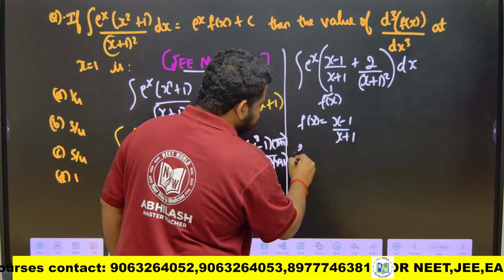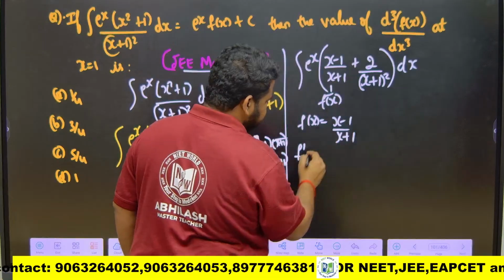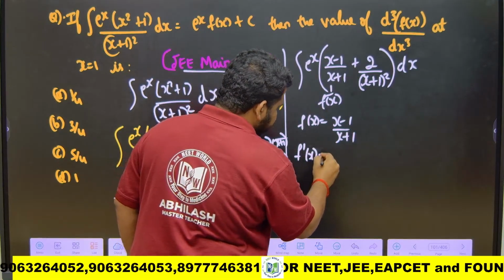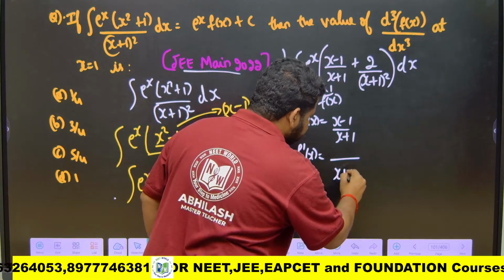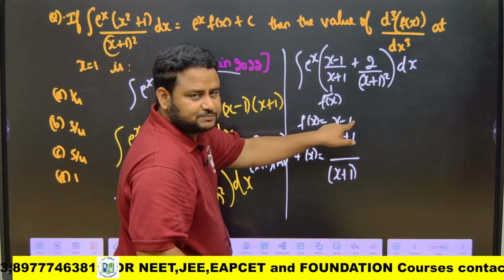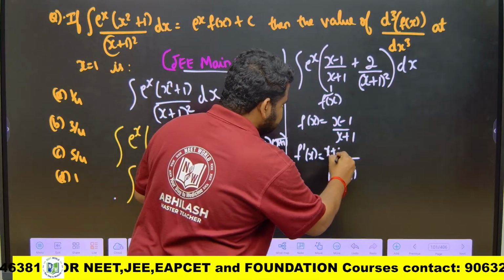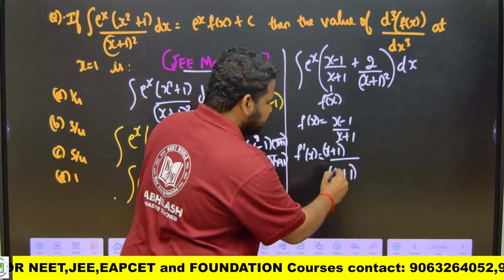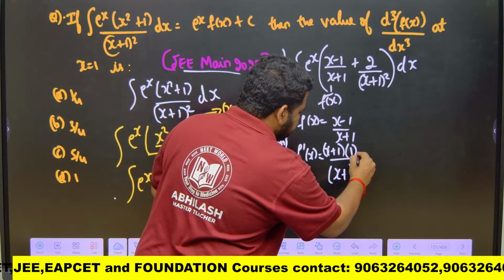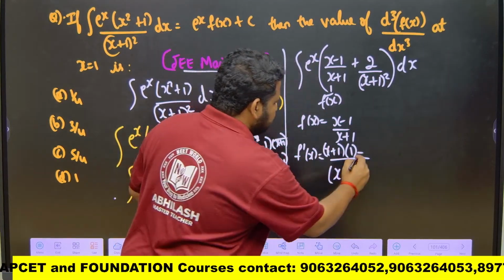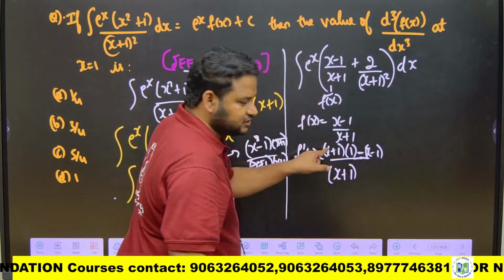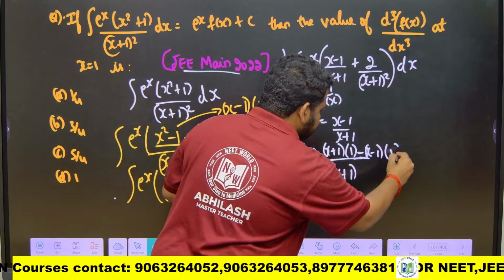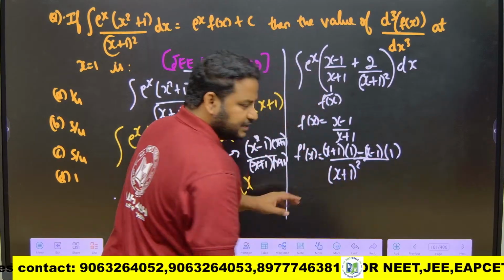If I find f dash of x, you will get that same thing which is given here. Let me show it. What I should do here is apply the quotient rule. If I apply the quotient rule, what will I get, friends? x plus 1 into the derivative of x minus 1, which is equal to 1, minus x minus 1 as it is into the derivative of x plus 1, which is 1. So this will be over x plus 1 whole square, the denominator squared.